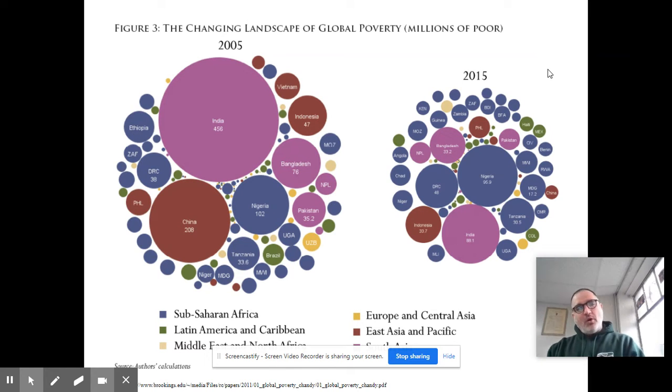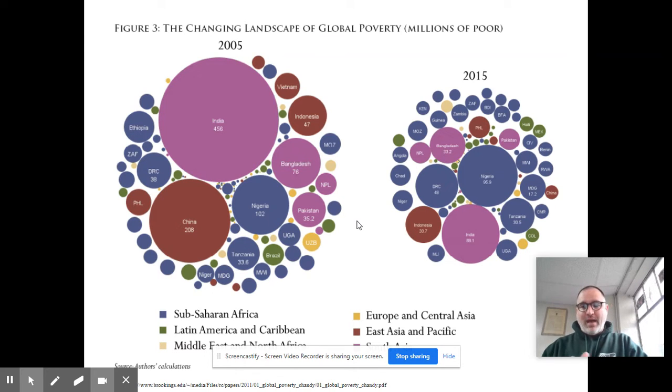The second thing is, if you notice, each bubble is a different color, where it's a different color because it's broken down by regions of the world. So blue is Africa, or sub-Saharan Africa to be specific. And if you look at that, you'll see Nigeria is the third largest bubble at 102 million people, and projecting 10 years later, about 96 million people in poverty. So really only a drop of about 6 million people in Nigeria. The Democratic Republic of the Congo, in fact, is increasing. They're predicted to increase the people living in poverty.